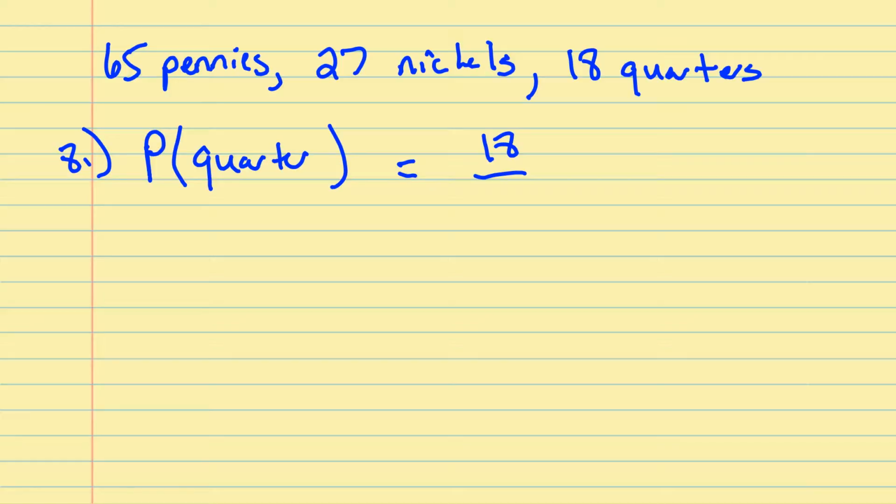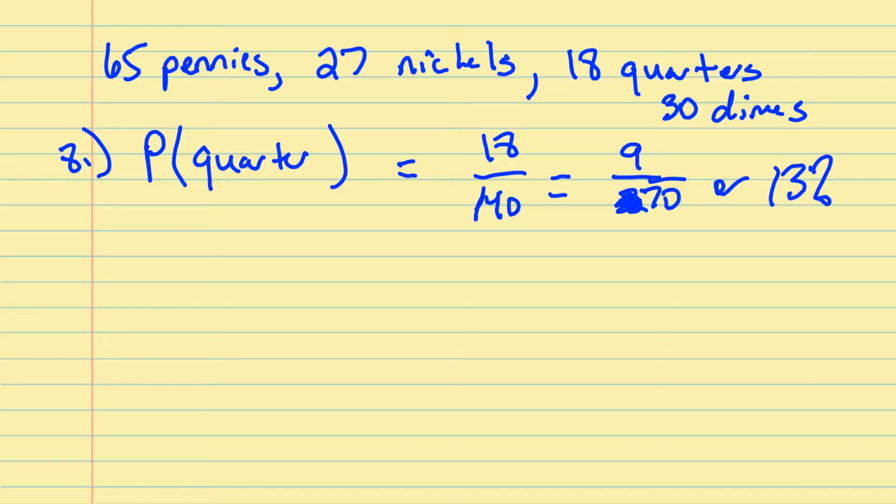I am missing 30 dimes. Sorry about that. So I have 65 and 27 is 92, plus 18 is 110, plus 30 is 140. That can be simplified into 9 over 70, so you can divide everything by 2 to get 9 over 70. Or if you want to put 13%, that's just fine as well.